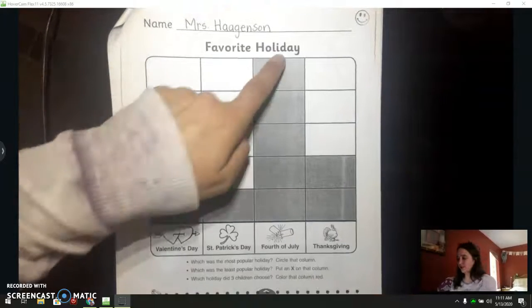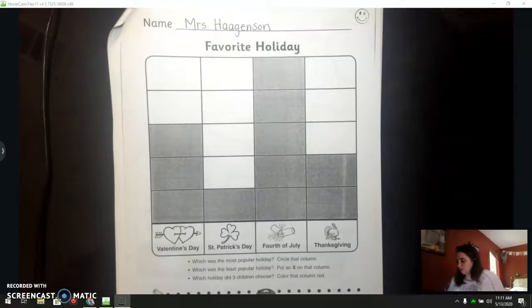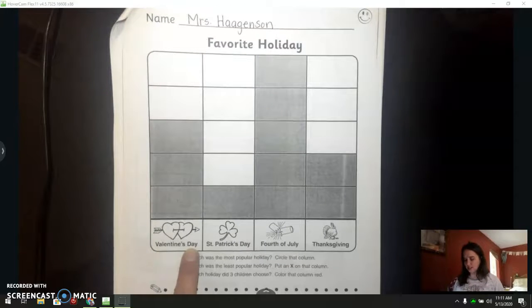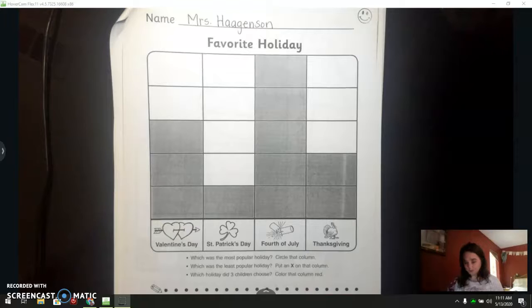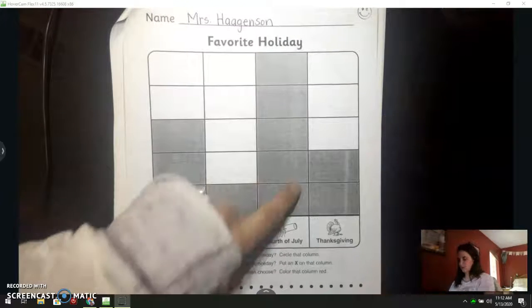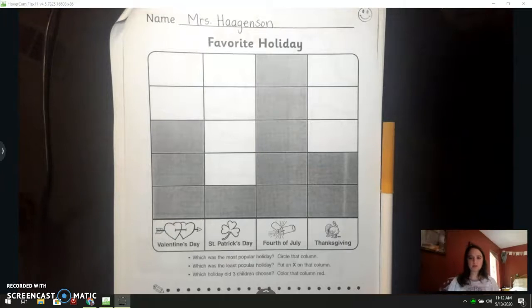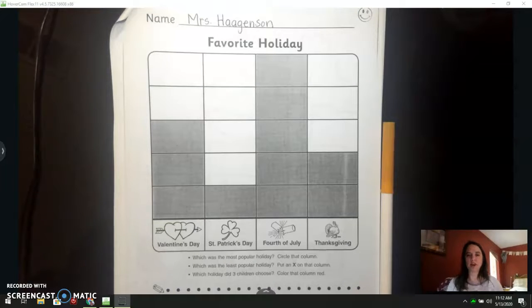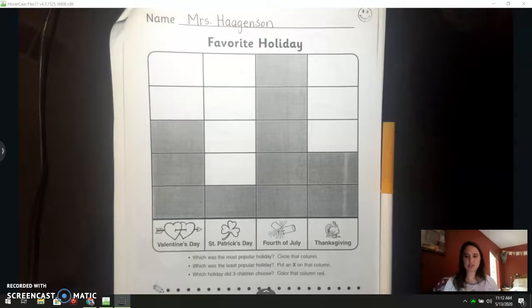Okay, this says favorite holiday, and we have some coloring or questions to answer. These say Valentine's Day, St. Patrick's Day, 4th of July, and Thanksgiving. The first question asks, which was the most popular holiday? Circle that column. So columns are the ones that go up and down, and the most popular would be the one with the most votes or the most rectangles filled in. Which one goes up the tallest, has the most votes?